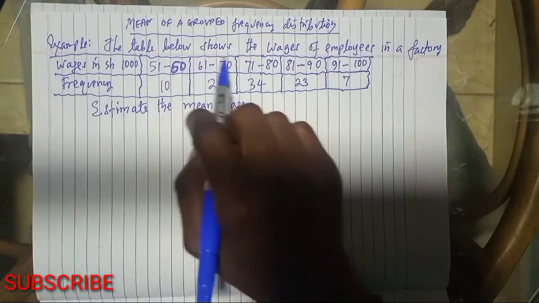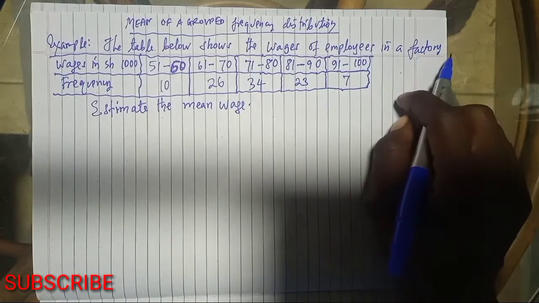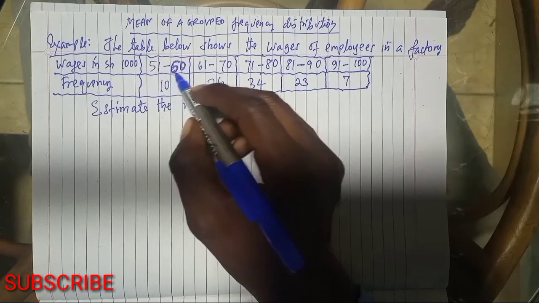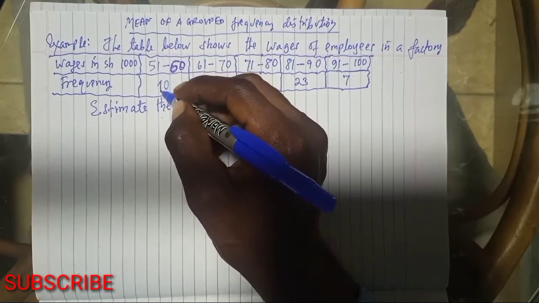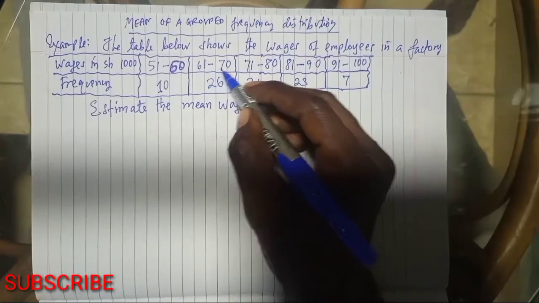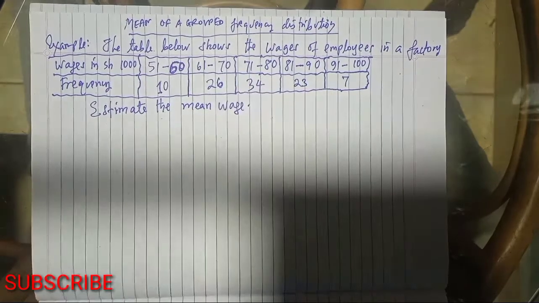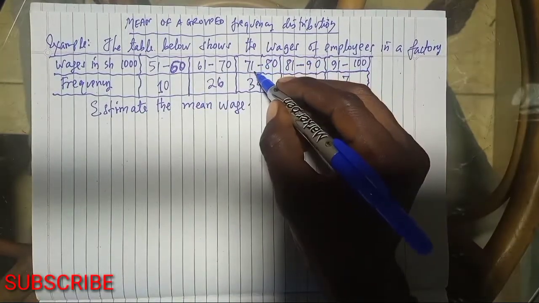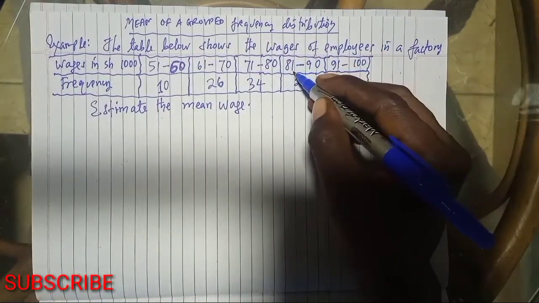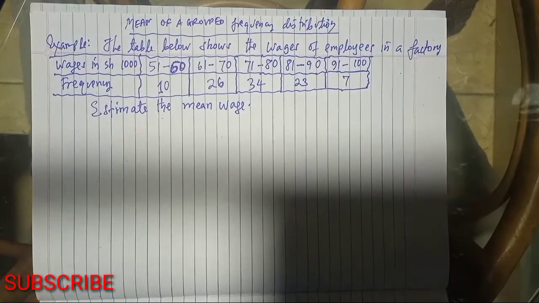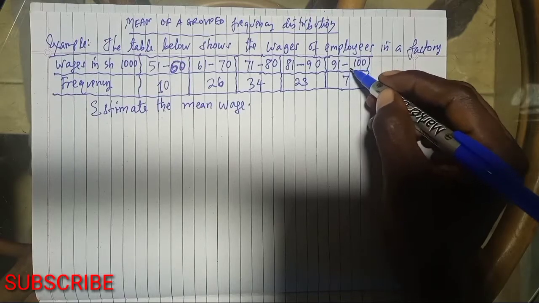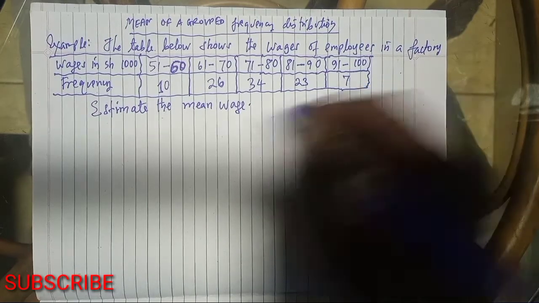The table below shows the wages of the employees in a factory. For those who have been paid from 51,000 to 60,000, there are 10 of them. That is the frequency. For those who have been paid 61 to 70, there are 26. For those paid 71,000 to 80,000, there are 34. For those paid 81 to 90,000, there are 23. And those paid 91,000 to 100,000, there are 7 of them.